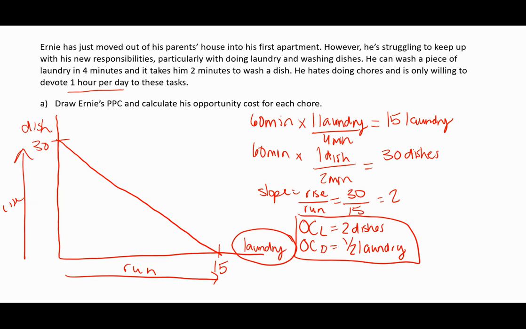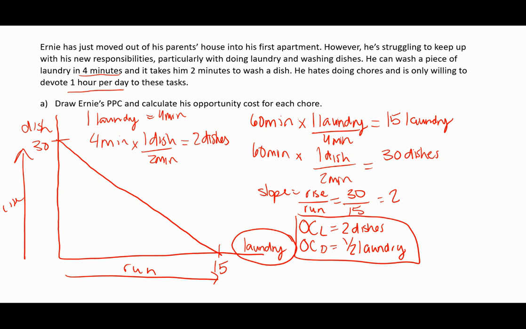Another way to go about this is to think about how much time you're spending by choosing to make an additional unit of one good. So if I want an additional piece of laundry, how much time does Ernie need to spend? Well, it takes him 4 minutes. If he wants more laundry, he needs to sacrifice 4 minutes. In those 4 minutes, what could he have instead? Well, he could be cleaning dishes. And one dish takes him 2 minutes. So that piece of laundry means that he's giving up 2 dishes.